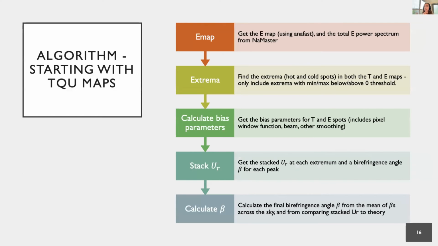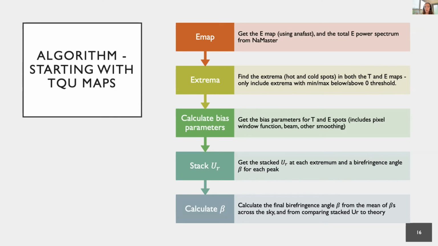This is a quick breakdown of what we just talked about, because that was a lot, I'm sure. The first thing you do is you get the E map using healpy's anafast. That's how you make the whole E map. Then you can get the total E power spectrum from NaMaster, so that includes the mask effect. Find the extrema, the hot and the cold spots, in the T and the E maps. I'm only including the hot spots that are positive and the cold spots that are negative, but you can change this thresholding if you want to.